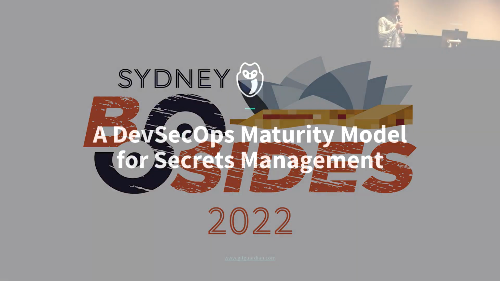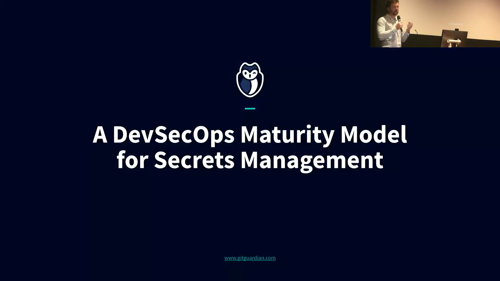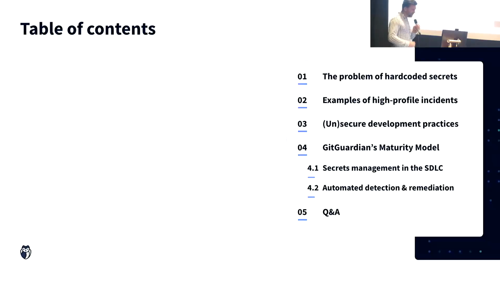Today I'm going to be presenting a model on what organizations should be aiming to achieve when able to secure their secrets within their environments. So we're going to talk a little bit about the problem of hard-coded secrets. I'll quickly explain what I'm referring to when I'm talking about secrets. I'm going to show how these are used in some high-profile instances, so how actual breaches in the real world have occurred because of poor secrets management.